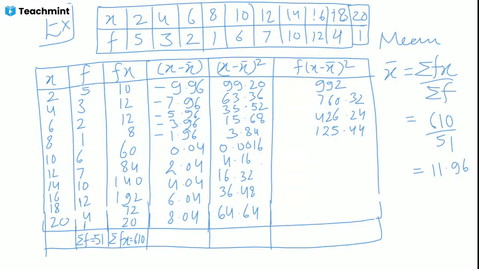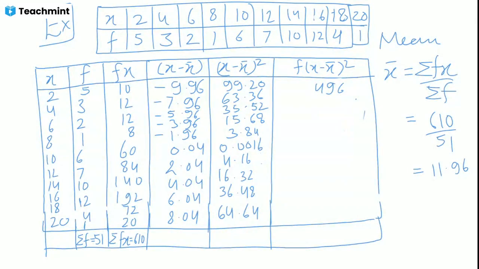Oh sorry, by mistake I have done this. Sorry, I forgot. Okay, my mistake. We need to multiply just f with these values. Okay, so just multiply 99.20 with 5. This is 496.